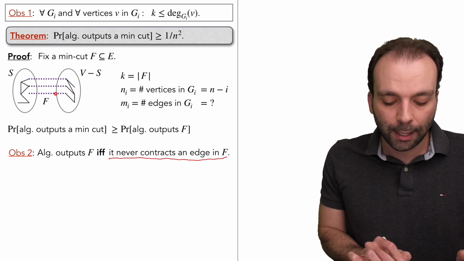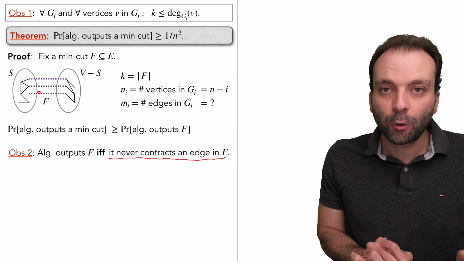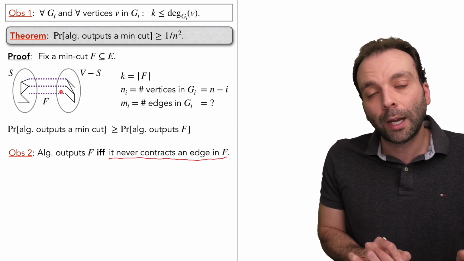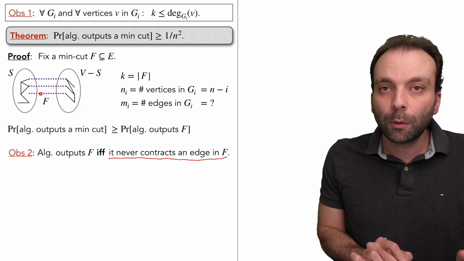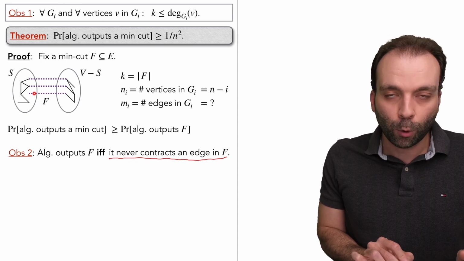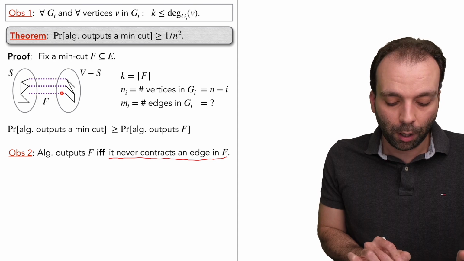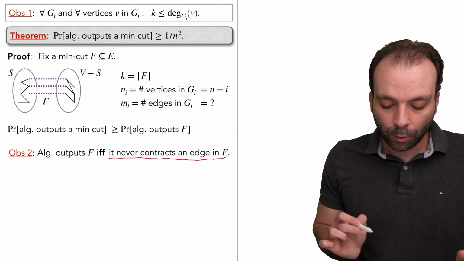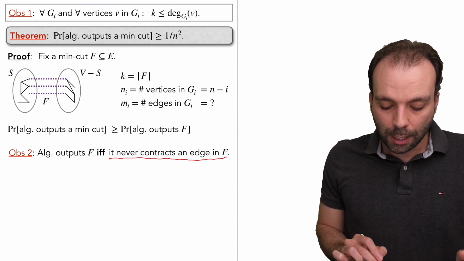So what does that mean? Maybe it picks this edge here in F, and it's going to contract that. Well, if you contract that edge, what happens? That edge is going to become a self loop. And when it becomes a self loop, we remove it. And so you're not going to be able to output that cut anymore. So if you contract an edge in F, it becomes a self loop, you throw it out, and you won't be able to output this cut F. So that's the easier direction. But the other direction is also pretty straightforward.